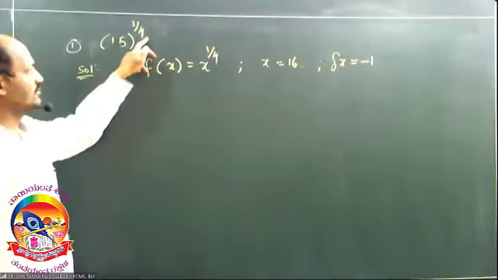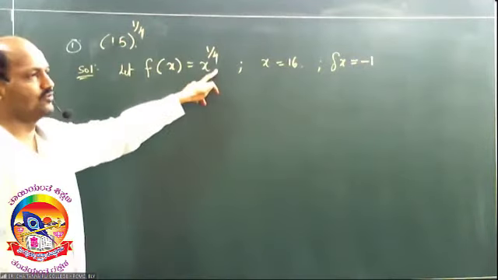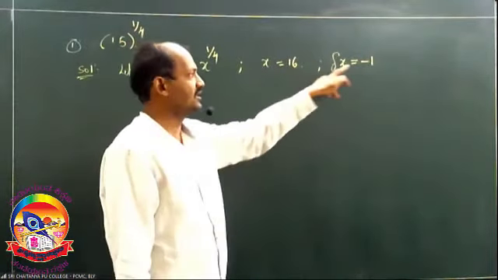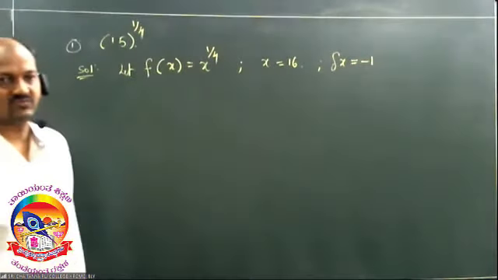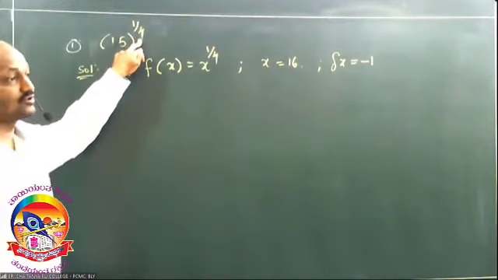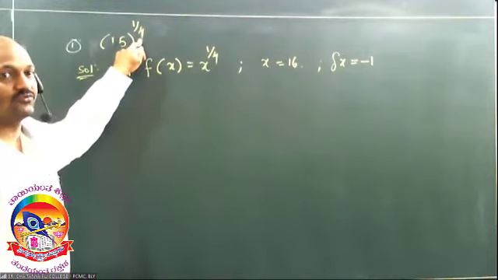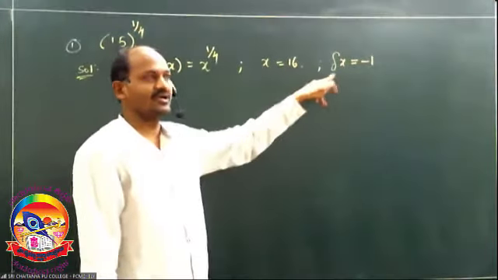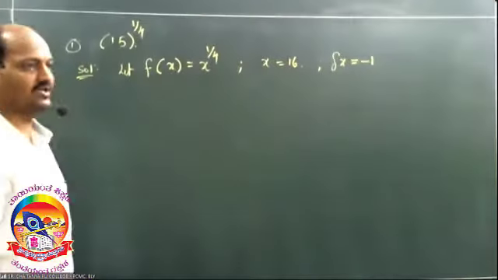Okay, 15 power 1 by 4. The function is a fourth root, and the x value we consider is 16. Delta x is equal to minus 1. Okay, it is 15 power 1 by 4, fourth root. So 2 power 4 is 16, so x value we consider 16. Delta x is equal to minus 1.